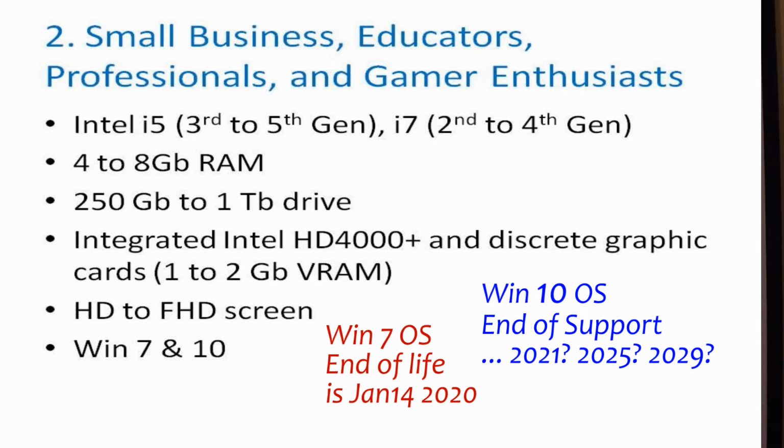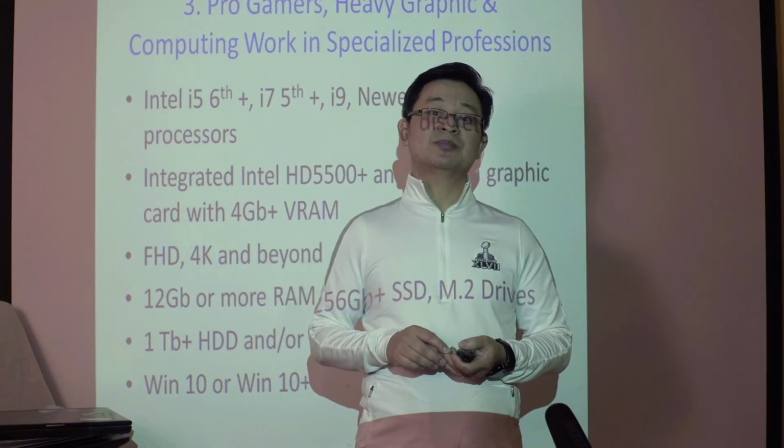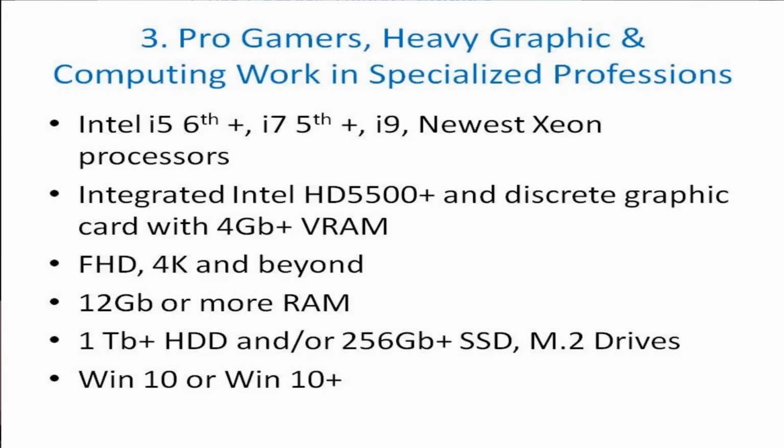And then of course you have the third category, which is the pro gamers, the heavy graphic computing work in specialized professions. So these are like engineers, right? All these groups of people that require heavy computing, heavy manipulation of graphics, so that's like 4K and beyond. Okay, so the kind of spec or laptop they would have is i5 6th generation and above. Okay, usually above that. i7 5th generation and above. They may even have an i9 now, and they will have the newest Xeon processors from Intel.